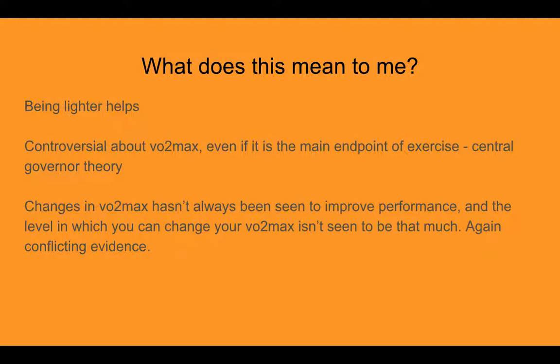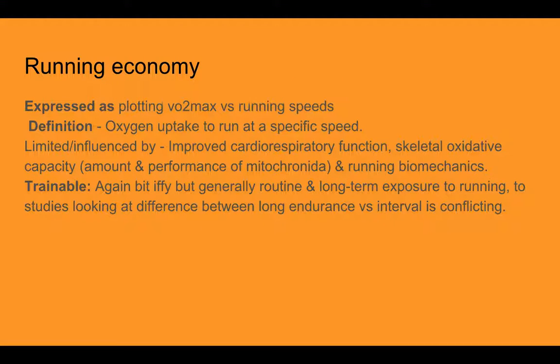So this is where they've dug a little deeper, and there are other attributes that actually contribute to endurance performance, one of which is running economy. Running economy is expressed by plotting VO2 against running speeds on a graph, as in at this running speed I'm using this percentage of my VO2 max.